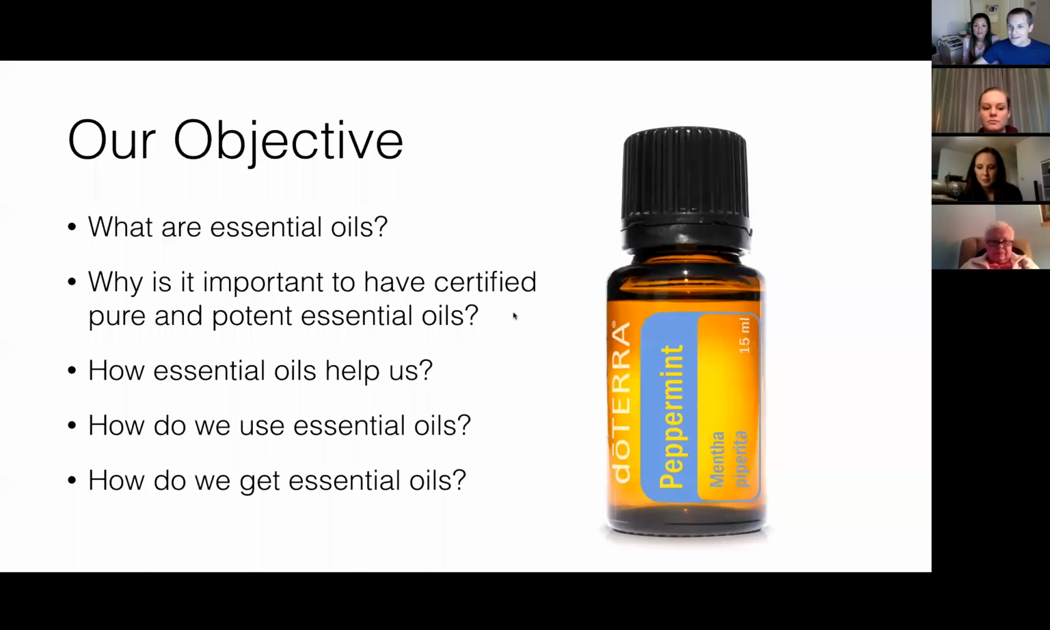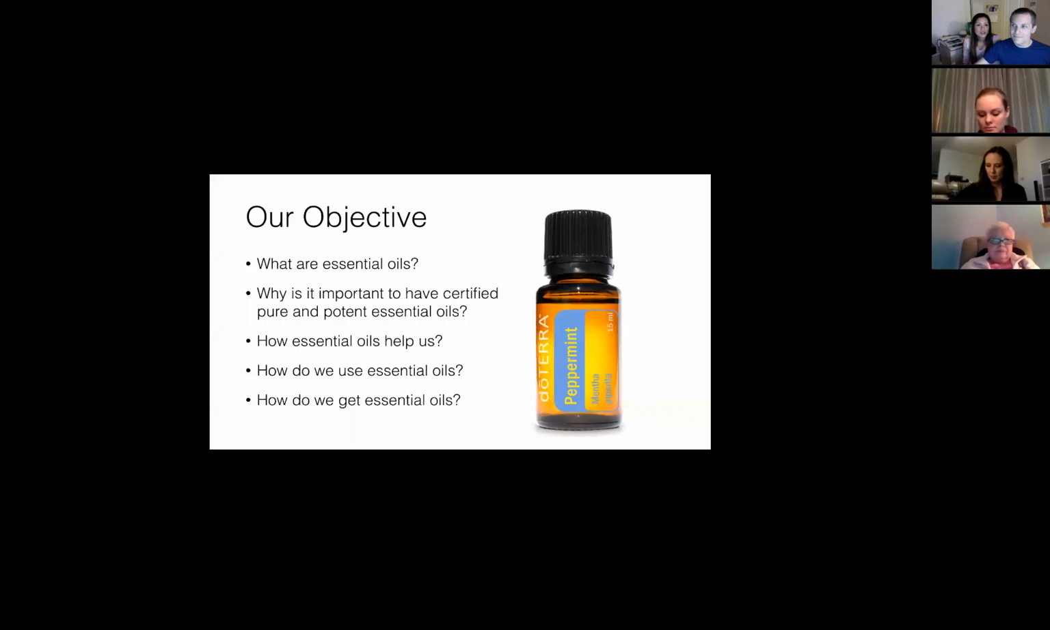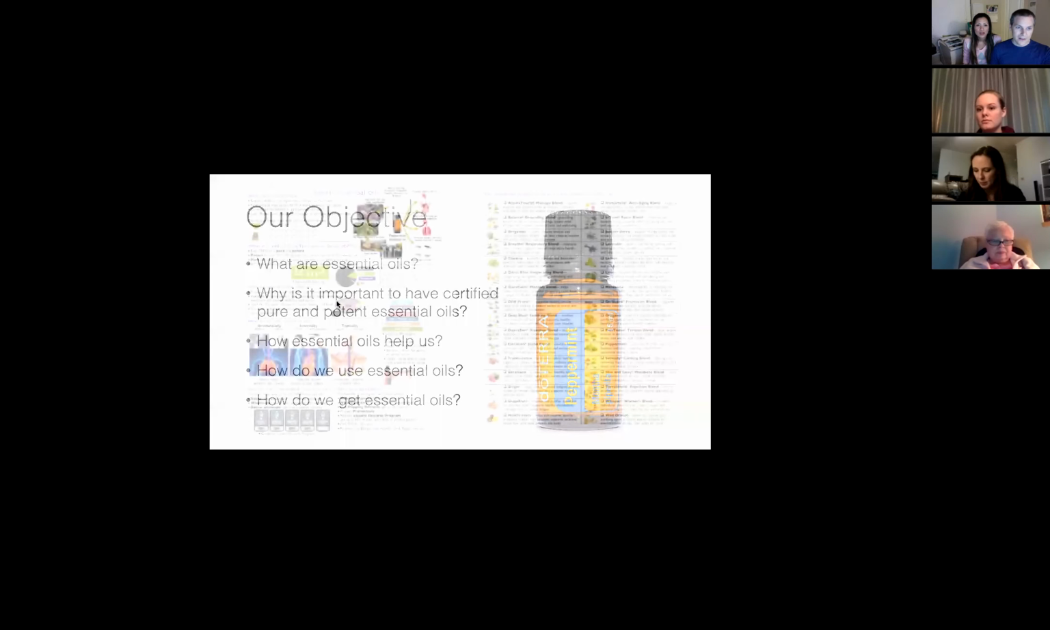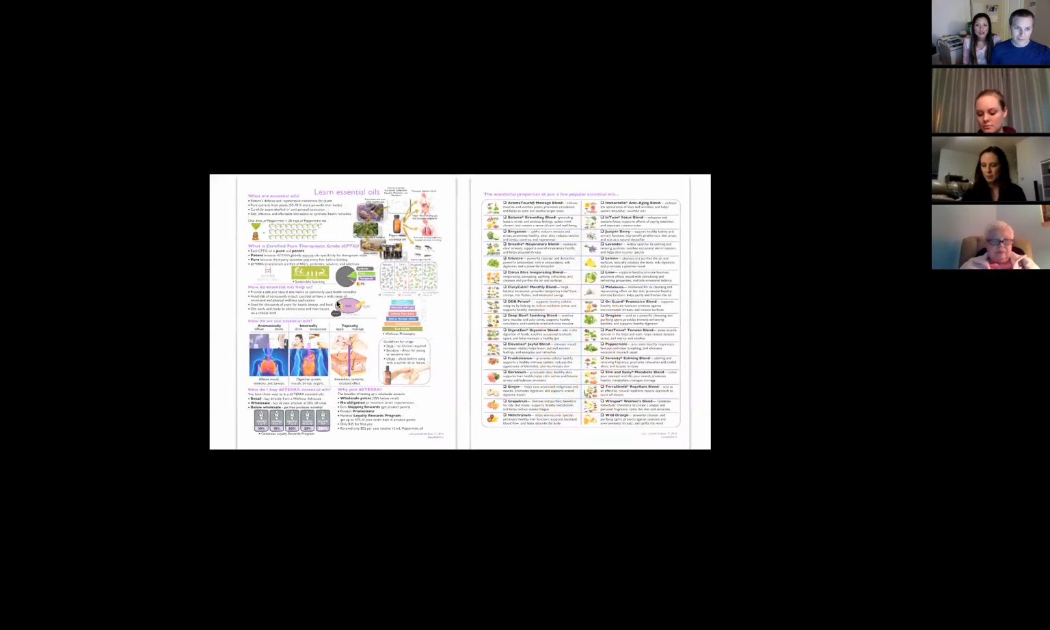Okay. So the objective of this introductory part: I'm just going to briefly go through these points. What are essential oils? Why it's important to have pure and certified essential oils, how we use them, and basically how we can get them.